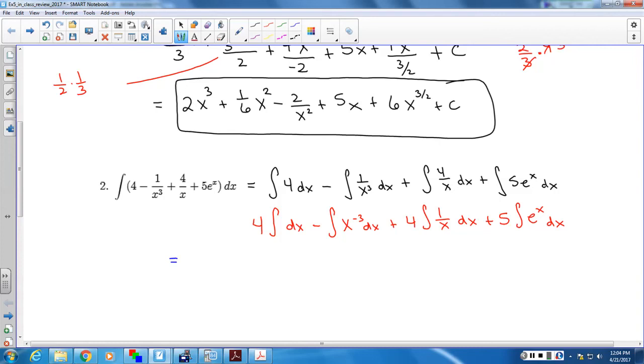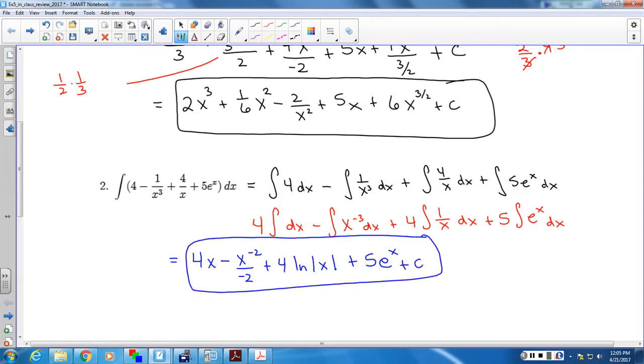So integrating this, I would have 4x to the 1 divided by 1 minus x to the negative 3 plus 1 is negative 2 divided by negative 2 plus 4. The integral of 1 over x is a special integral. It is the natural log of the absolute value of x plus 5. Integral of e to the x is e to the x plus c.